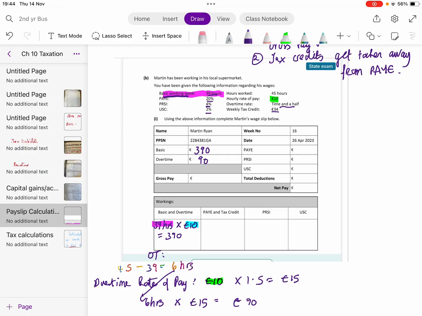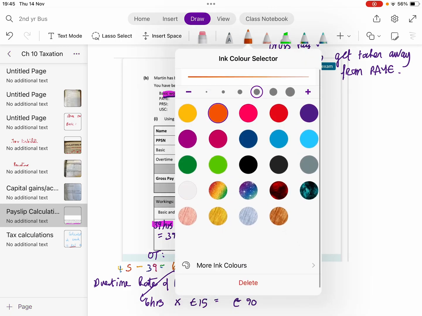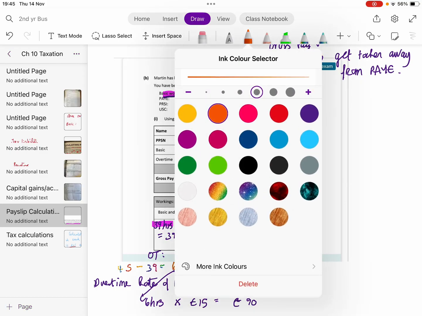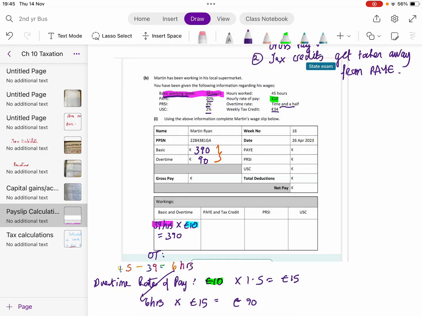So if you remember, gross pay is all my different items of payment. So I could have my basic pay, my overtime, if I had any commission, or bonus. It would all go into gross pay. Here, I just have two items. So I'm going to add these two items together, and that gives me €480.